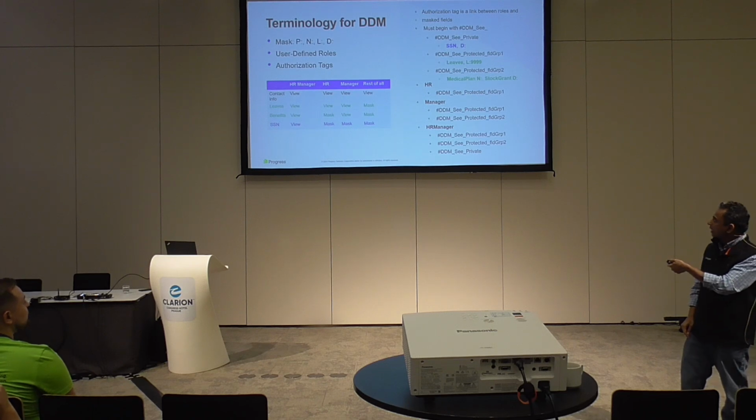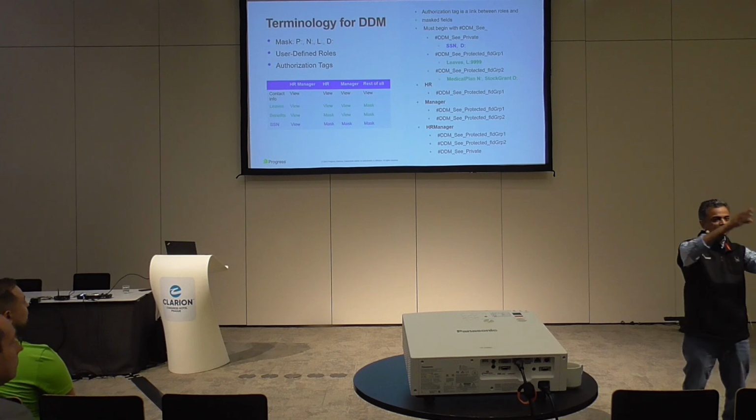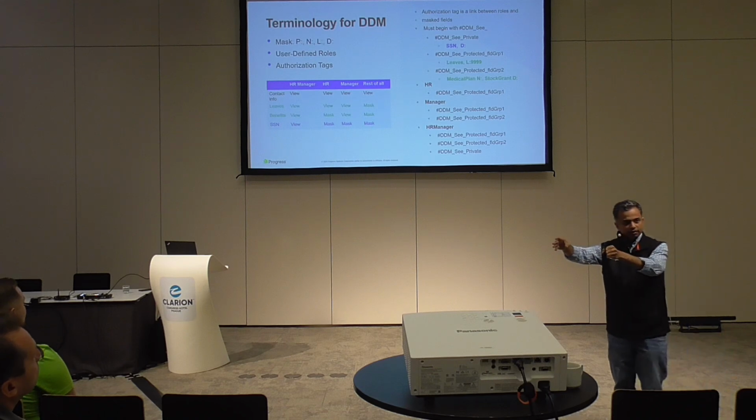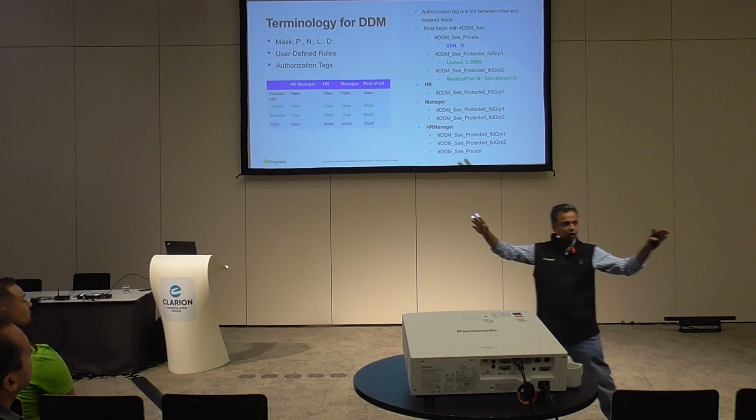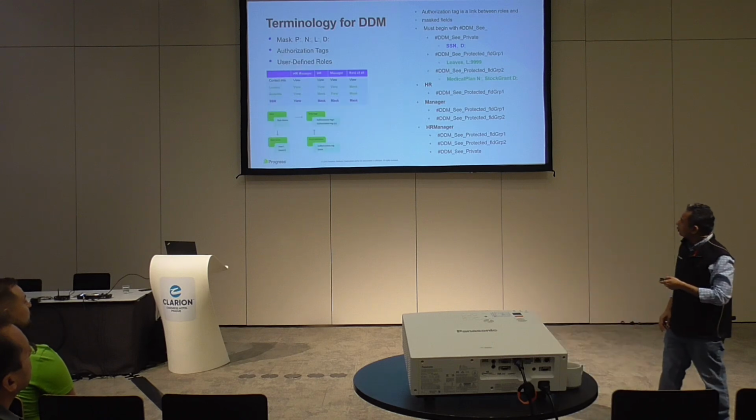Now I say I have someone working as an HR in my organization. So that user has a role HR. HR role has a tag. And with that tag, it can unlock that field. So that's how the entire systems are linked together.